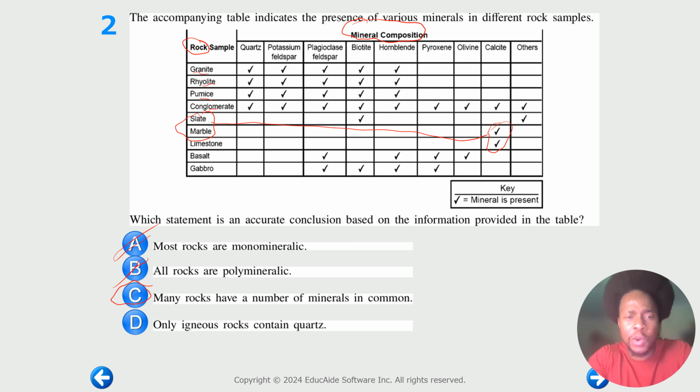Only igneous rock contain quartz. That is not true. Conglomerate is a sedimentary rock and it has quartz. So D is out. Our answer here is definitely C.